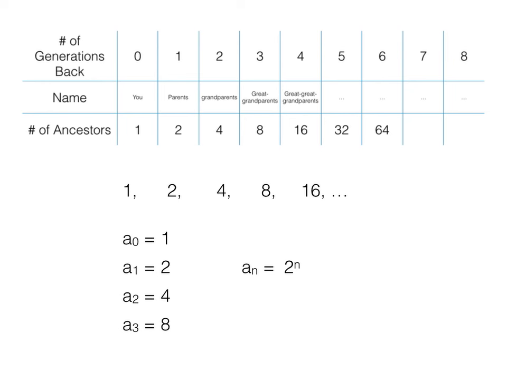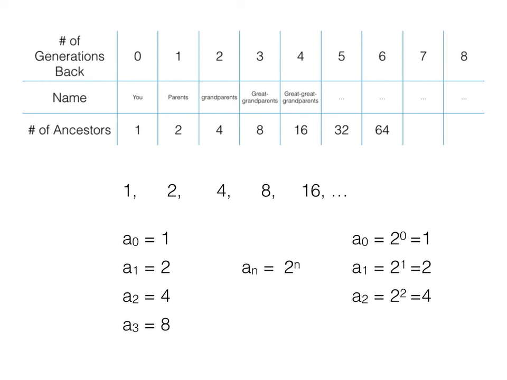So the rule here is 2 to the nth power. How do I know? Well, let's look at it. A sub 0 is 2 to the 0 power. Hopefully we remember our exponent rules. Anything to the 0 power is 1. A sub 1 is 2 to the first power. 2 to the first power is 2. A sub 2 is 2 to the second power, which is 4.